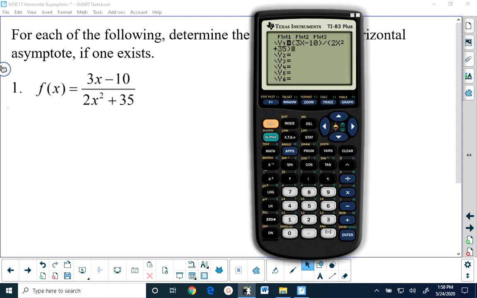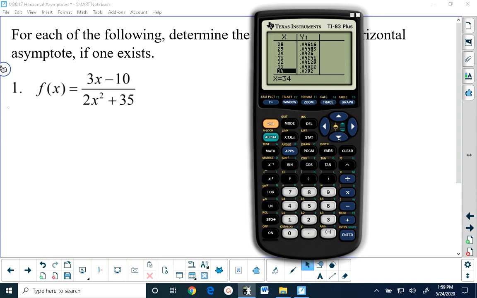We're going to go to the table. We're going to set up the table to start at 0 and go up by 1. And when I go to my table, I can see the value of y when x is 0 is about -0.29. And as x gets larger and larger, y starts getting smaller. When x is 15, y is only 0.07. Remember that a horizontal asymptote exists if, as x gets bigger and bigger, y approaches something. Now it's pretty hard to see whether y is actually approaching something here or not.